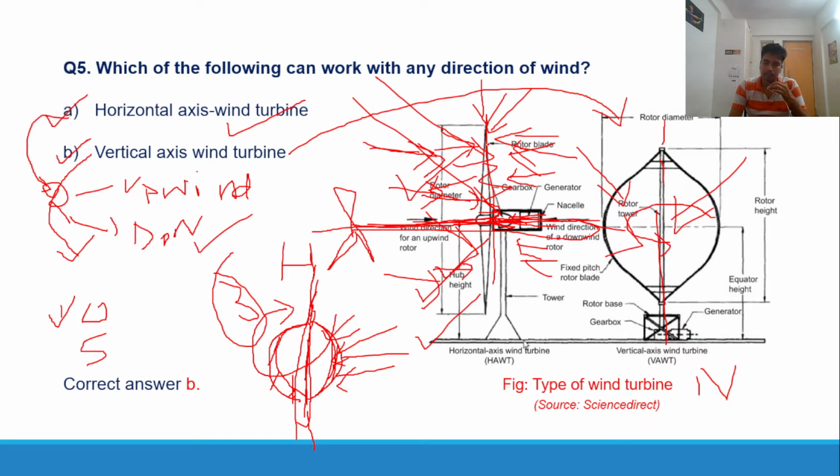Otherwise what will happen? These wind turbine blades will wobble, and after wobbling there can be serious damage to the nacelle. This covering is called the nacelle. There are also gears and bearings here that can be damaged. So it is fixed in one direction only, so that it can rotate in only one direction.